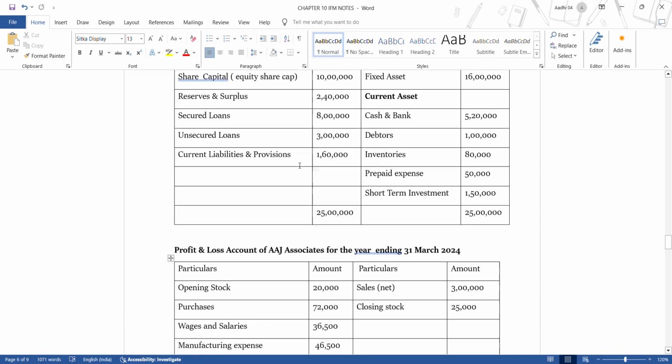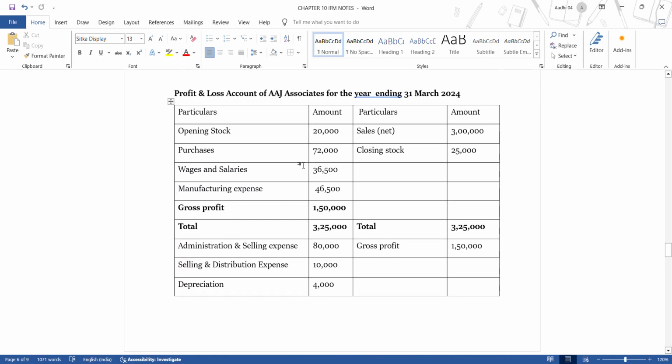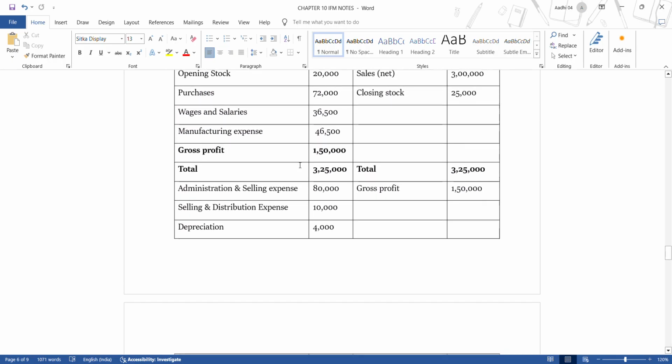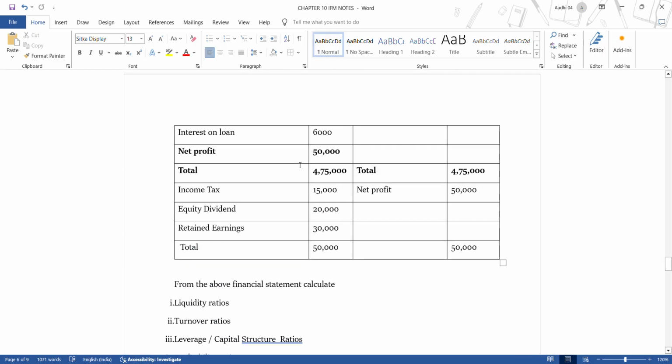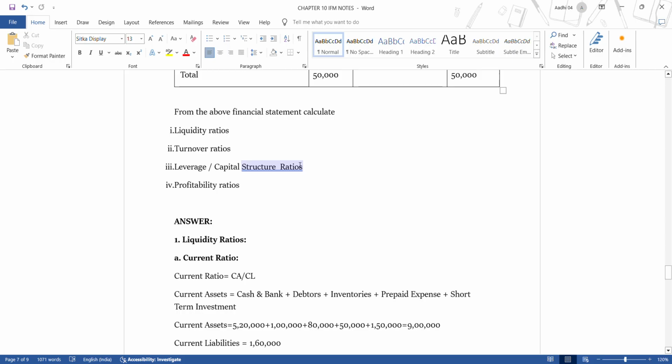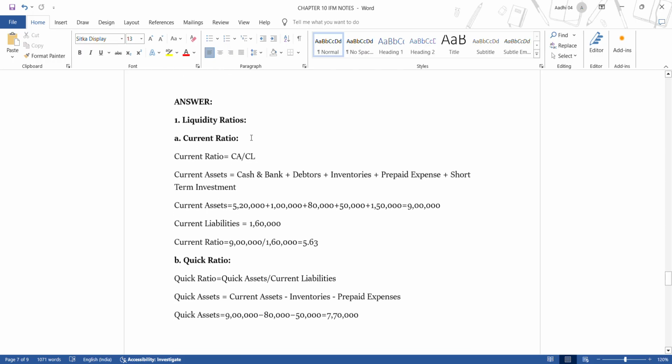All the items will be given to you in the question. You don't have to study the format. All you have to understand is which items fall under which headings, try to learn all the formulas, try to understand why it is taken like that, and learn the different types of ratios. So this is all about the ratios.